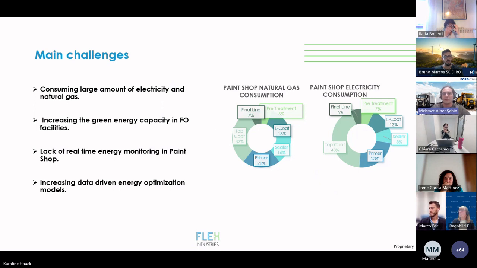The main challenges at Ford are consuming a large amount of electricity and natural gas, and also the lack of real-time energy monitoring in the paint shop. So that's the reason why we are participating in the Flex Industries project: to reach our goals, such as increasing the green energy capacity in our plants and also increasing data-driven energy optimization models.